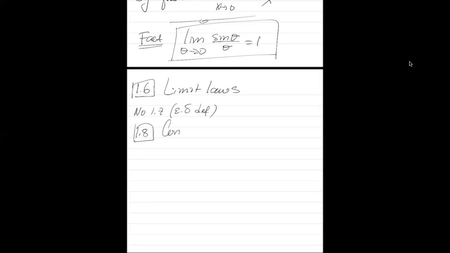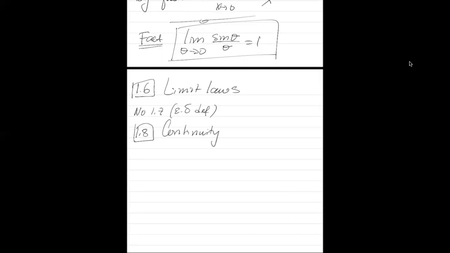That was all 1.5. 1.6, we had limit laws. They're very self-explanatory. Limit of a sum is the sum of the limits, and so on. So I'm going to make a note here, no 1.7 for the final. That was the epsilon delta definition. And we're going to go to 1.8, continuity.